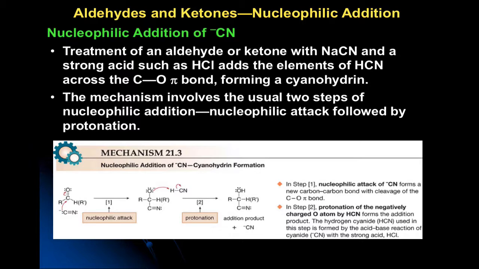Here we go. Another nucleophile that we can add to carbonyl groups is cyanide. Not surprising, right? Cyanide's a good nucleophile. Carbon having a negative charge, it's going to attack the carbonyl, break the weak pi bond, and we end up with what's called a cyanohydrin. Cyanohydrin, okay? Or a cyanide alcohol, if you will.